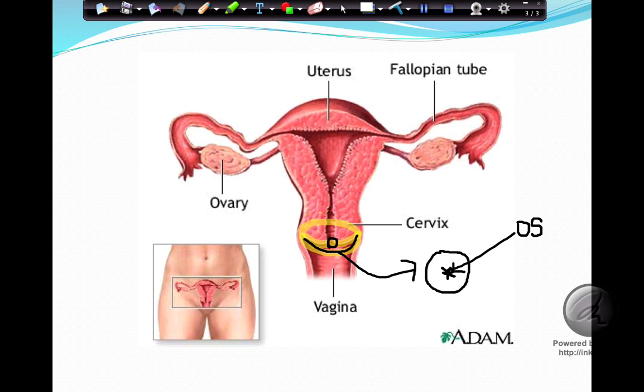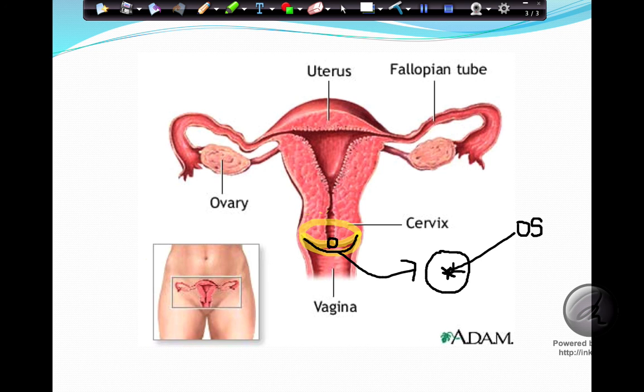In reproductive examinations, pelvic examinations, the os is what's scraped. A swab is often taken just to check for any signs of abnormal cellular growth during a female exam. So that is another area of importance of the cervical os.